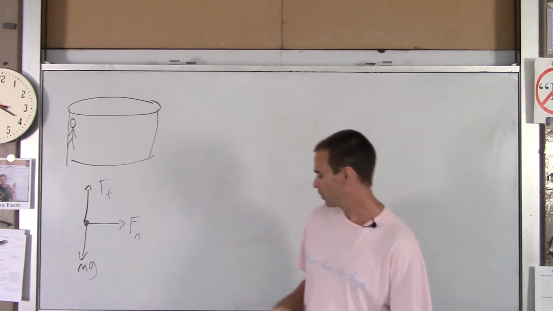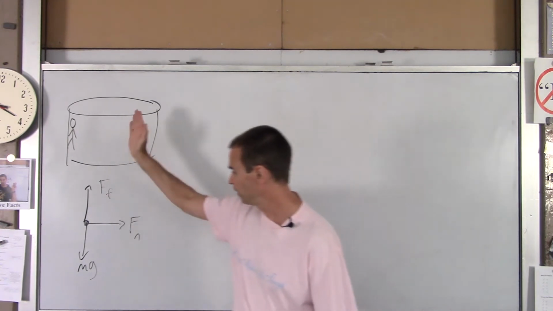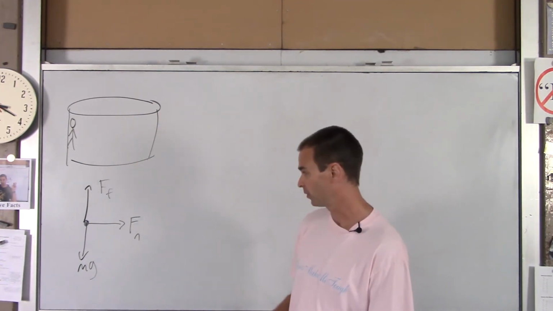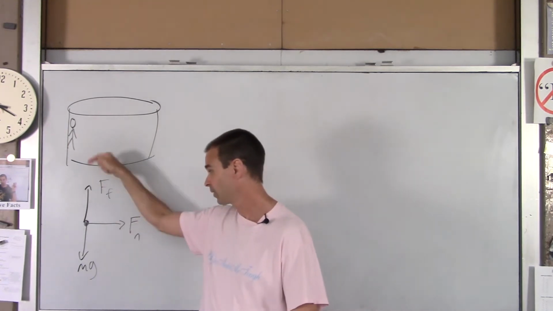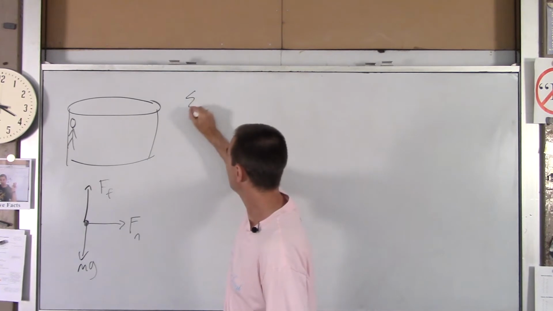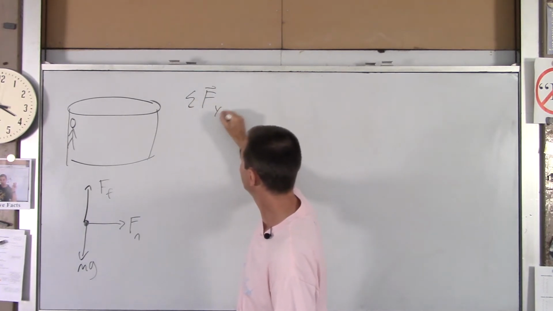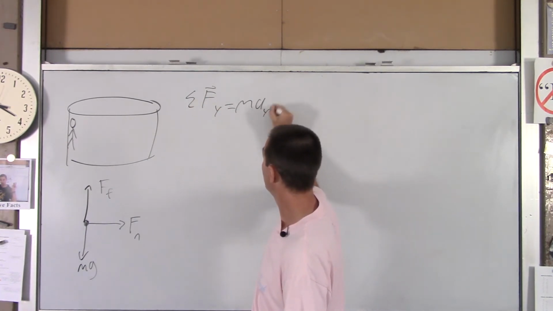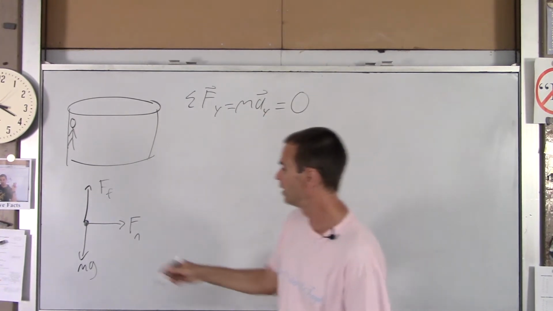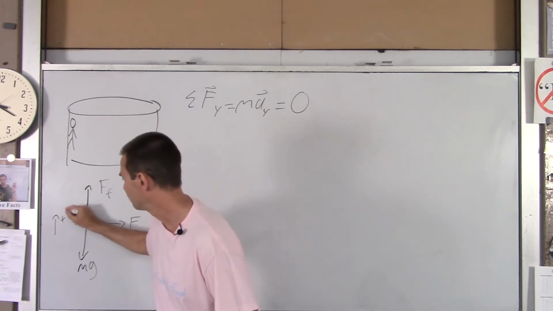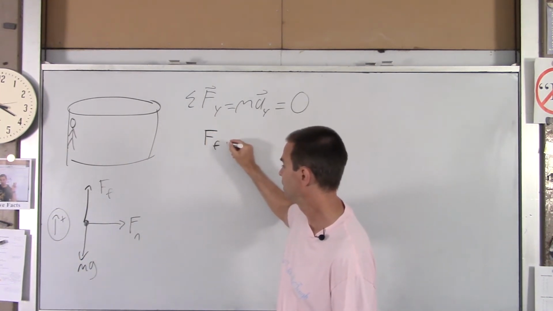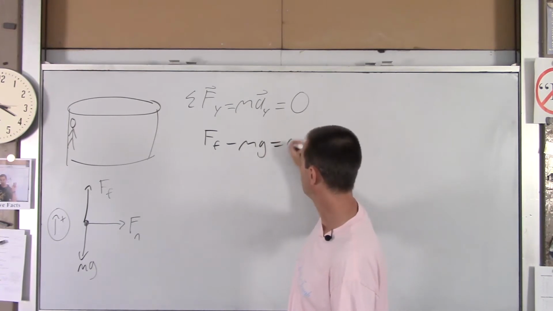Now we've got two directions we've got to analyze. First, we're going to analyze the vertical direction. There is zero acceleration in the vertical direction because that person is not accelerating up nor down. You don't want them to. That's the whole point of the ride. So if we do net force in the y direction equals ma_y, well, that's going to be 0 because there is no vertical acceleration. We'll just, for the sake of argument, say up is positive. So in this case, we've got friction minus mg equals 0.